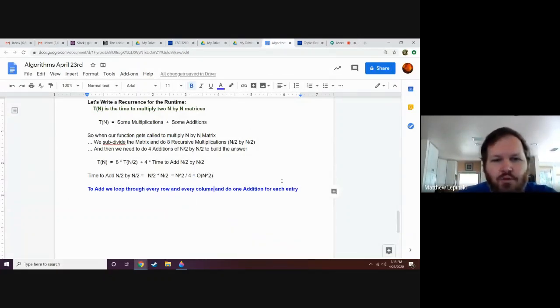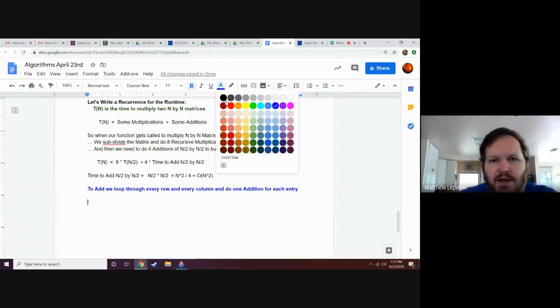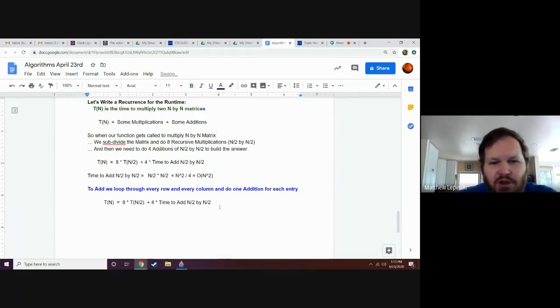So we now have our recurrence relation. Let's go back to black ink. Our recurrence relation is now T of n equals 8 times T of n over 2 plus 4 times n squared over 4, which is O of n squared. So now we have a recurrence for this great new divide and conquer algorithm. We talked last time, and I certainly don't expect you to remember the details, but there is a master theorem in your textbook that you can use to look up the answer to this type of recurrence.